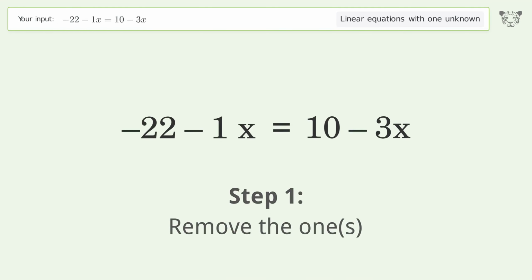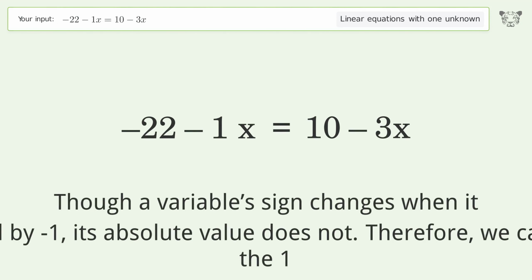Remove the ones. The way a variable's sign changes when it is multiplied by -1, its absolute value does not. Therefore, we can eliminate the 1.